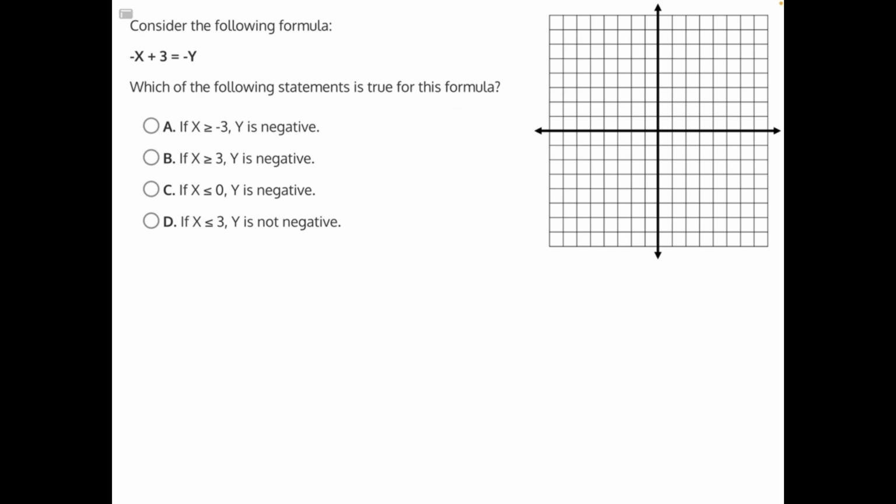Consider the following formula. Which of the following statements is true for this formula? To solve this question, we're going to need to graph. But first, let's find our x and y intercepts. Our x-intercept is where y equals 0. So let's plug in 0 for y.